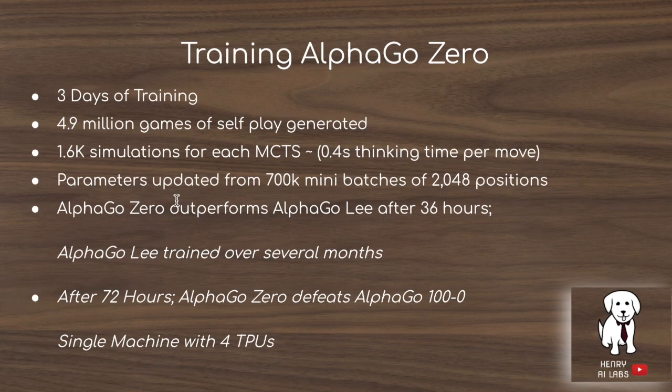So then AlphaGo Zero outperforms AlphaGo Lee from the original paper after these 3 days of training, or 36 hours, about 1.5 days, and that AlphaGo Lee algorithm had been trained over several months. After 72 hours of training, which is the 3 days, AlphaGo Zero defeats AlphaGo 100-0. Also interestingly, it's run on a single machine with 4 TPUs, compared to, I think, 8 GPUs and 40 CPUs or something like that, that runs the AlphaGo algorithm.